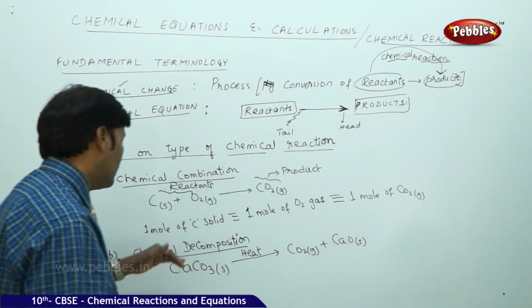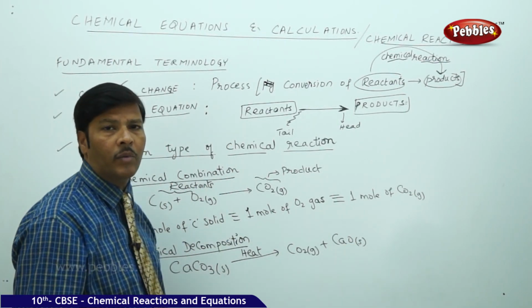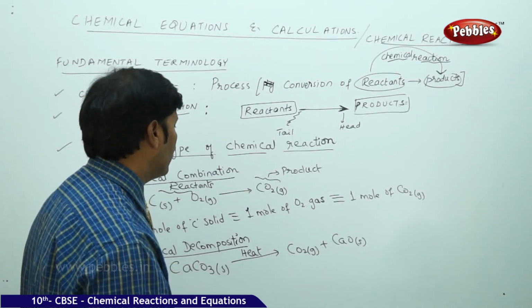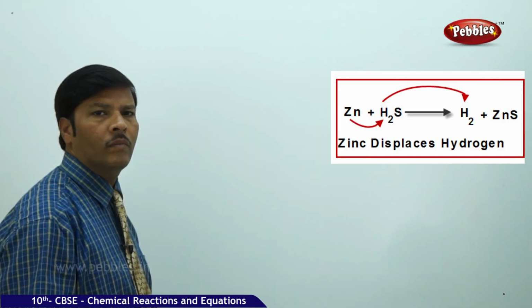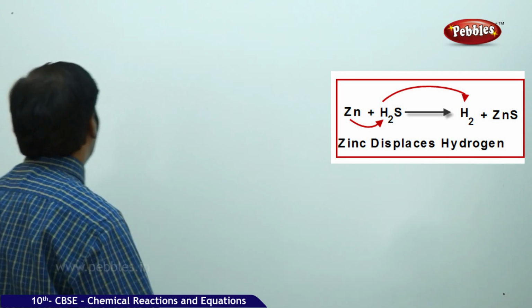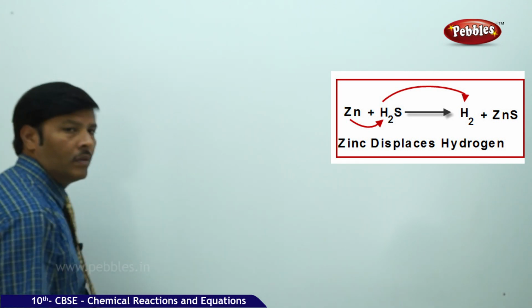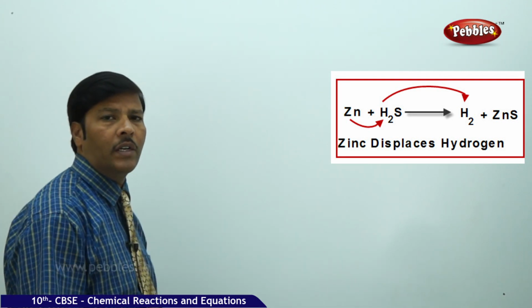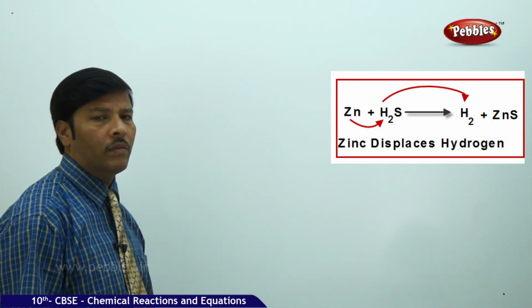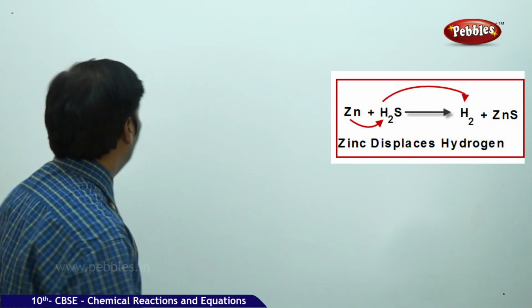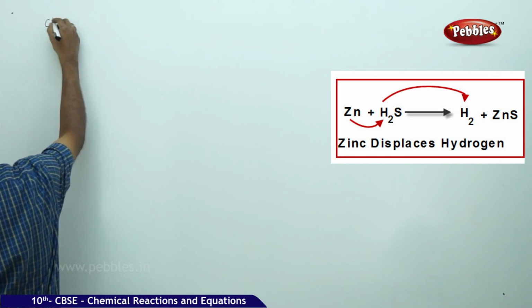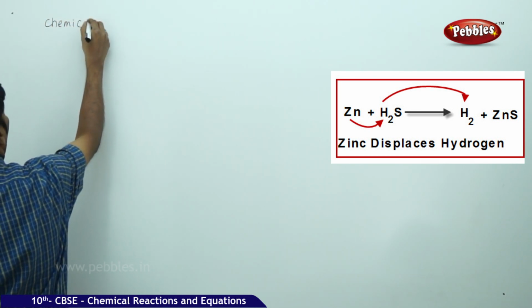So in this way we can gather the information from the given chemical reaction. The next type of chemical equation you can take, we have studied in the previous chart the chemical combination and the chemical decomposition. Sometimes you can even go for chemical displacement.